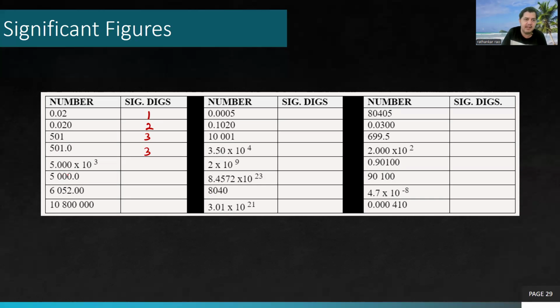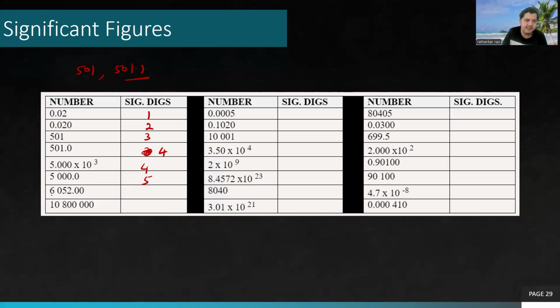5.000, I'm sorry, this is 4. 501.0 will be 4 because this is more precise. See, writing 501.1, you see, this is more precise. So this would be 4, and this would be 5.000 into 10 cube. How many? 1, 2, 3, 4. 4 significant figures here. What about this? 5000.0. So this will also be counted, so this would be 5 here.